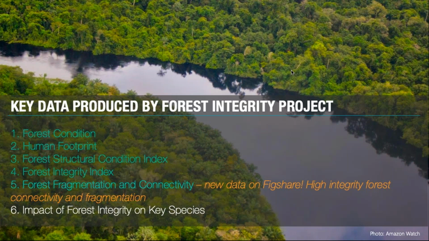As we've discussed in previous webinars, the Forest Integrity Project is producing 6 key data sets. 4 of these, which you can see in green, are already completed and available for your use. Today, we're excited to share that we have new data available on forest fragmentation, which is number 5 on this list. We now have data on fragmentation in high integrity forest patches available on our Project Figshare account. This is in addition to the data on fragmentation and connectivity between intact forest landscapes that was previously available and we shared during the last webinar.